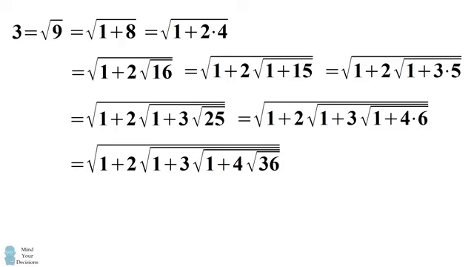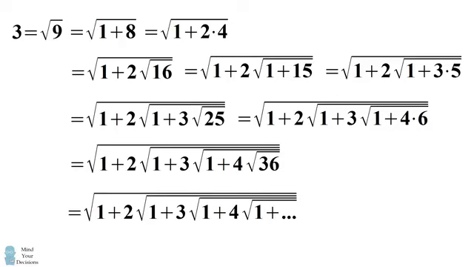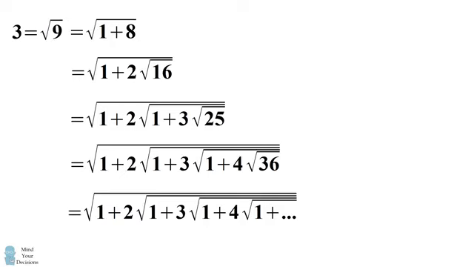In fact, I claim this pattern continues indefinitely. Therefore, we proved this infinite nested radical is equal to the original term, which is 3. But how do we know the pattern continues? If you take a look at the final square root, we always have the square root of a perfect square.